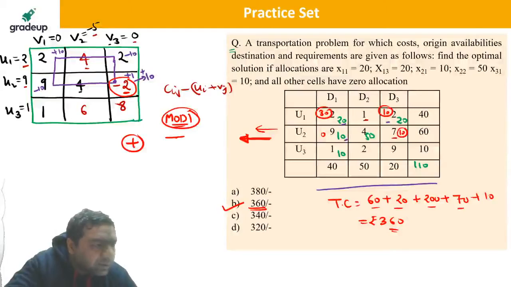Yes, Bhanu Rajan, definitely. Definitely you can get that. Okay.